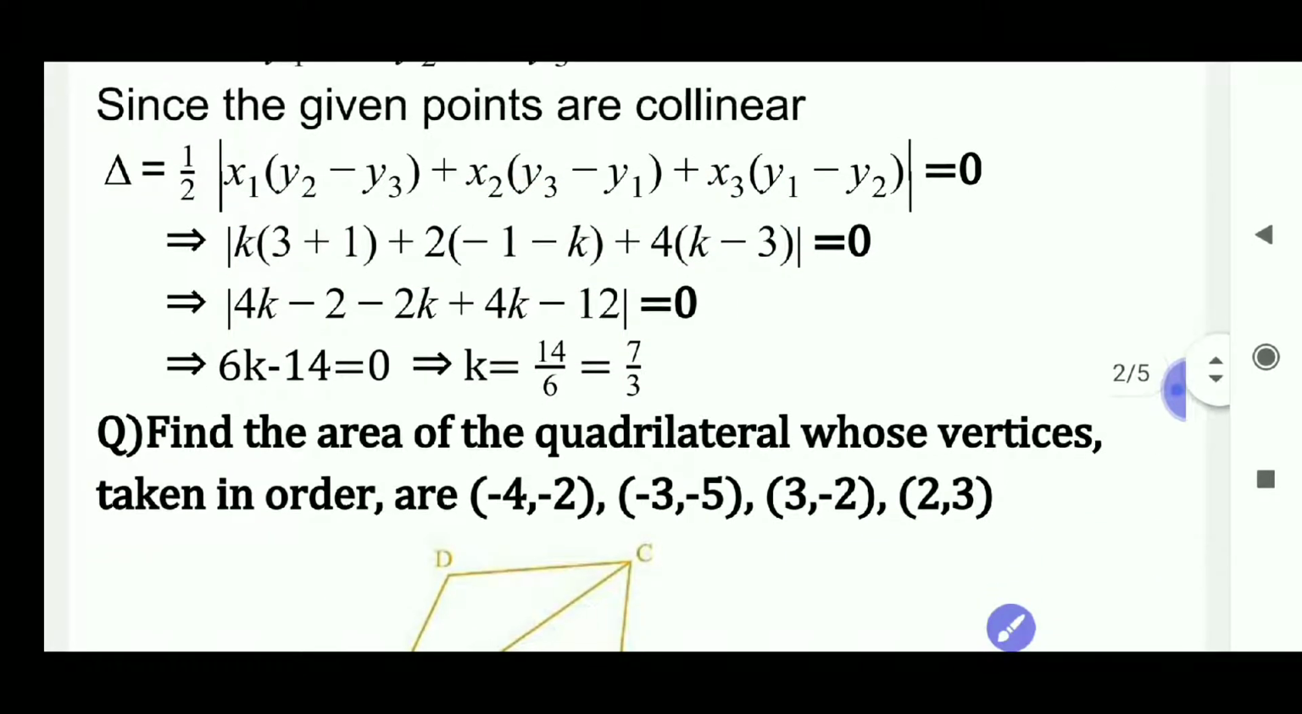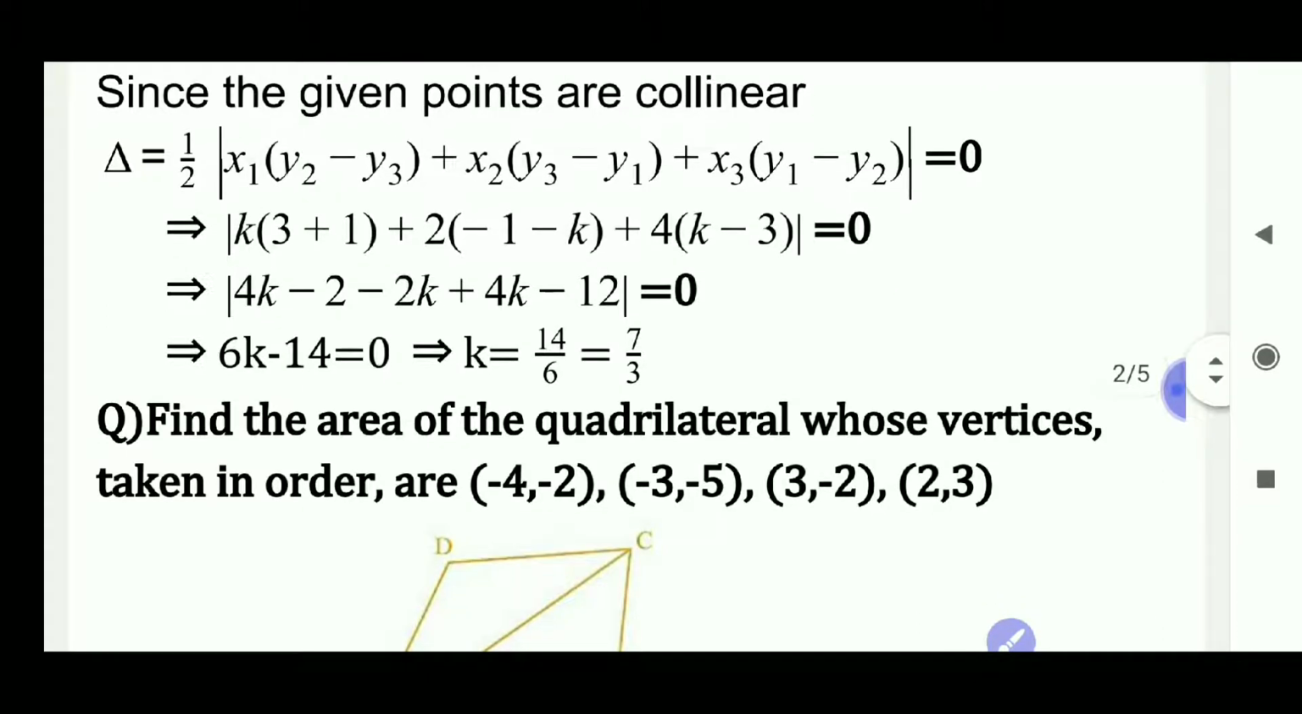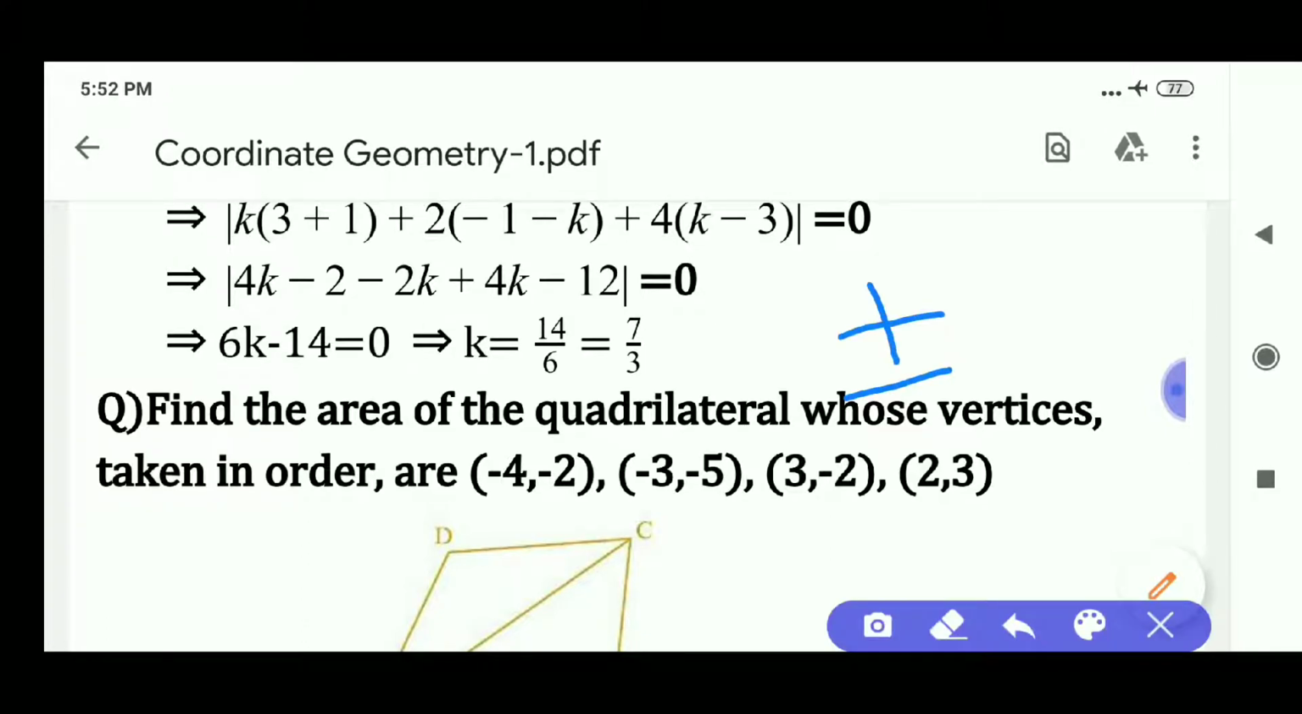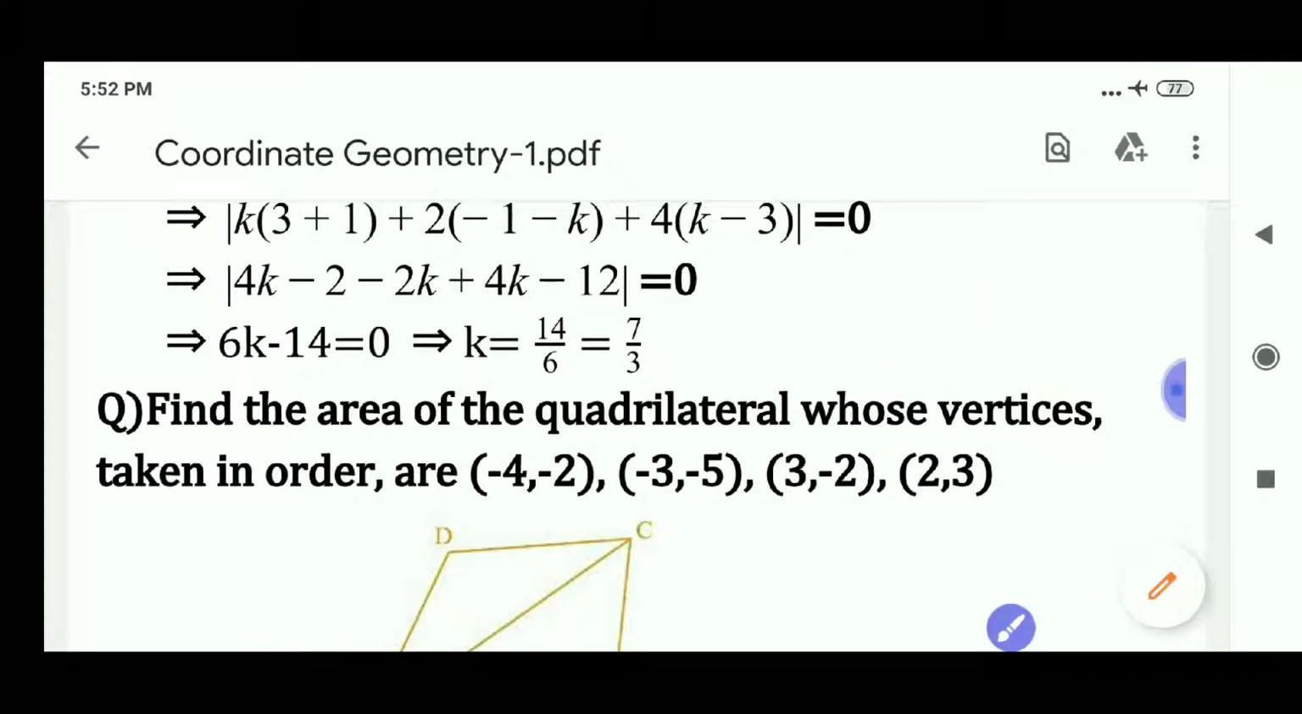Now, when we remove the modulus, the right side becomes plus or minus 0. Here 0 is there. For 0, it is neither positive nor negative, so we can simply write 0.